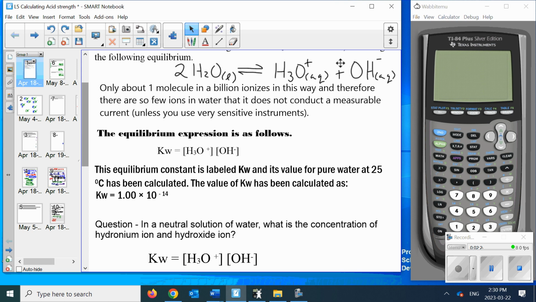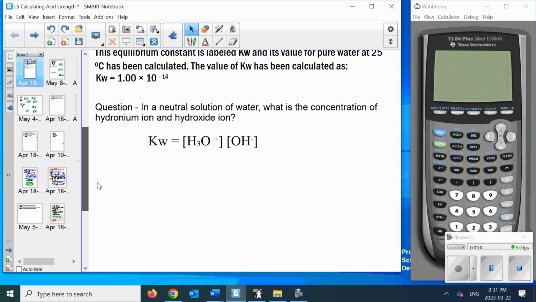So with that equation there, we can come up with this equilibrium expression down here. Products over reactants, but the reactant was a pure liquid, so it doesn't appear in the K expression. So the concentration of hydronium ion times the concentration of hydroxide. Just like we use Keq, we're using a W just to say it's water, Kw. This equilibrium constant is labeled Kw. It's the value for pure water at 25 degrees Celsius. Assume you're using that Kw value for any problem I give you. We usually have room temperature, 21 degrees, but we'll use this value.